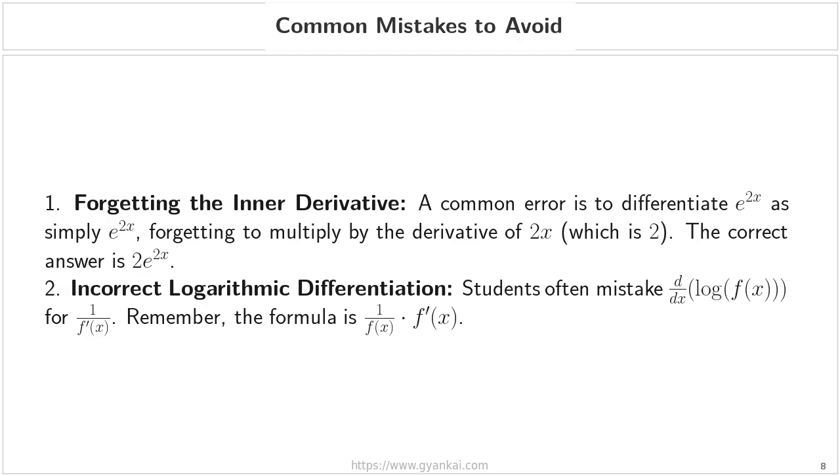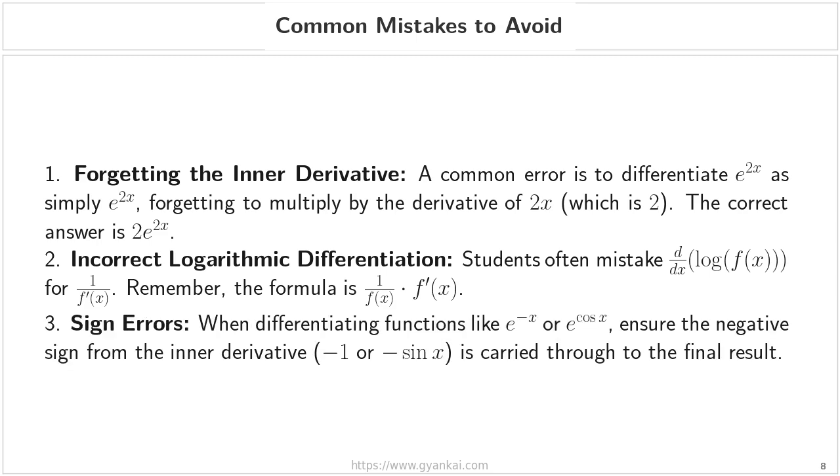Second, let us address incorrect logarithmic differentiation. It is a common mistake to think that the derivative of the natural log of a function is equal to 1 divided by the derivative of that function. Please remember the formula we established in slide 5. The derivative is 1 divided by the function itself, multiplied by the derivative of that inner function. In simpler terms, it is the derivative of the inside divided by the inside.